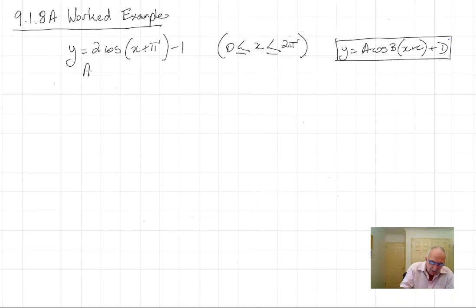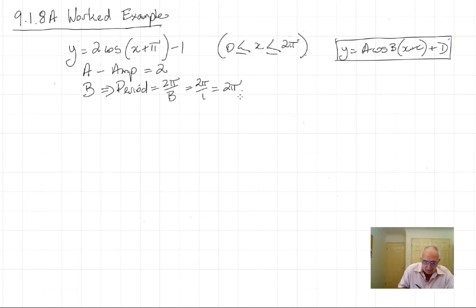So we've got A is the amplitude. We'll just use that, and that's equal to 2. So that's the A value. B, now outside here is a 1. So B gives the period. Well, B is not the period, but the period can be worked out by 2 pi over B, which in this case is 2 pi over 1, which is 2 pi.